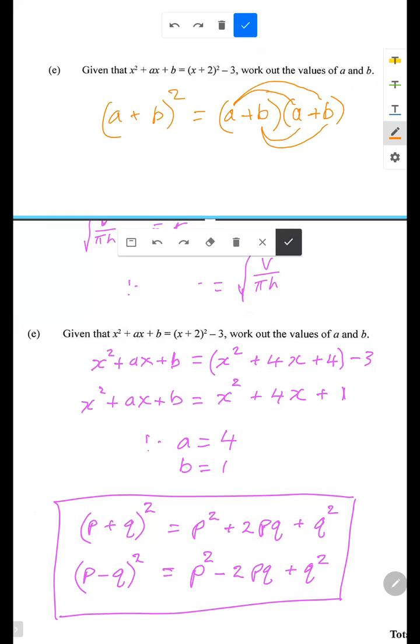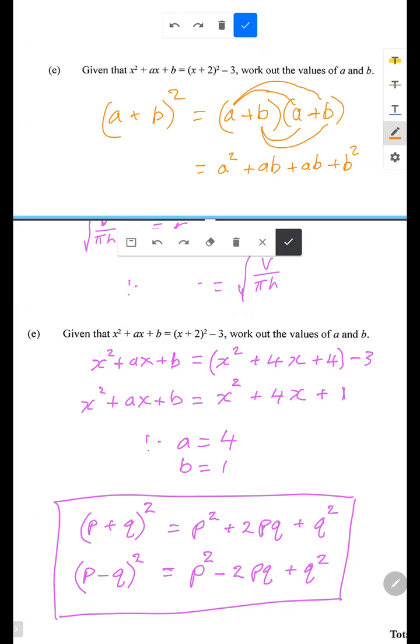When you do that, a times the a is a squared. A times the b up the top is ab. Then under here, b times the a is ba, but ba is the same as ab. And then b times b is b squared. So you see you have twice the product of the two in here. That's why twice the product of the two comes in.